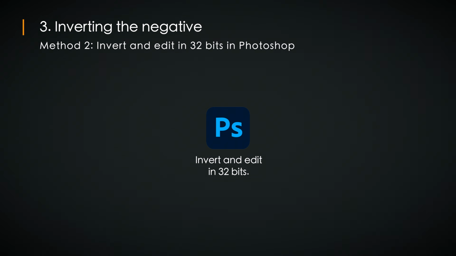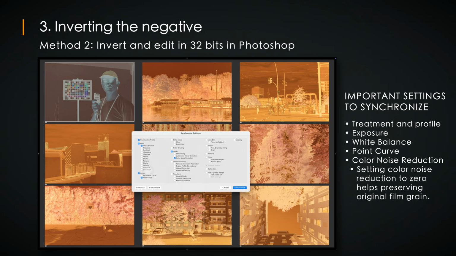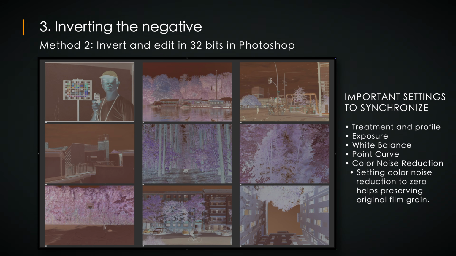Method 2. Invert and edit in 32-bit in Photoshop. This time let's create a contact sheet. Synchronize settings in Lightroom and export every frame from the same roll as a 16-bit TIFF in Rec 2020.